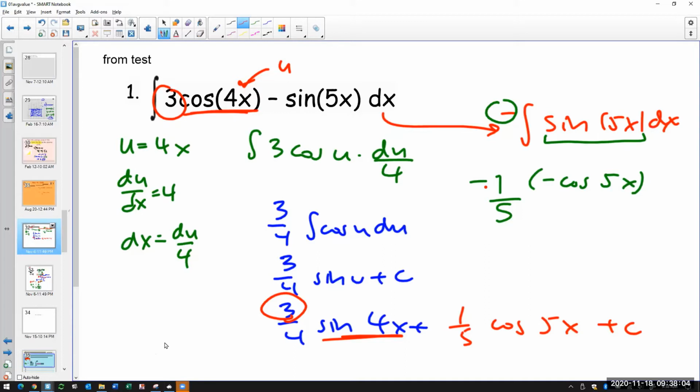Eventually you want to move fairly quickly with these trig functions, because you don't want to spend a lot of time doing the u substitution if you can memorize some of these tricks.